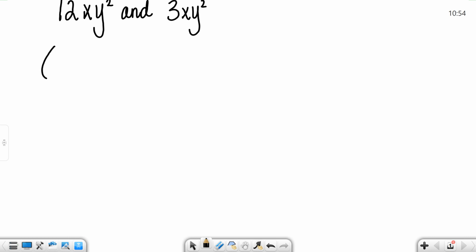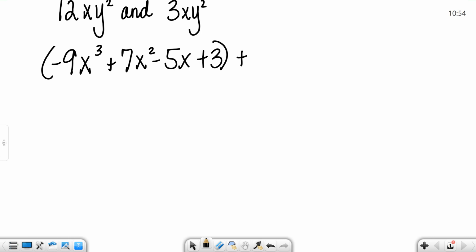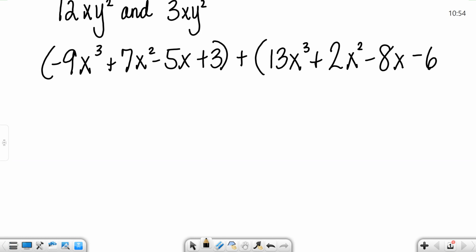All right, so let's start with negative 9x cubed plus 7x squared minus 5x plus 3. We're going to take that polynomial and we're going to add this second polynomial to it. So 13x cubed plus 2x squared minus 8x minus 6. All right, so we are going to add these polynomials.